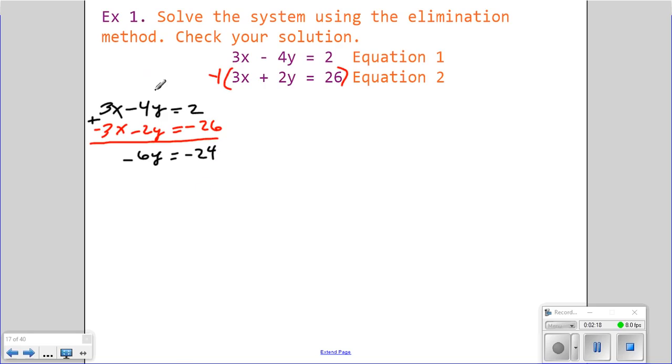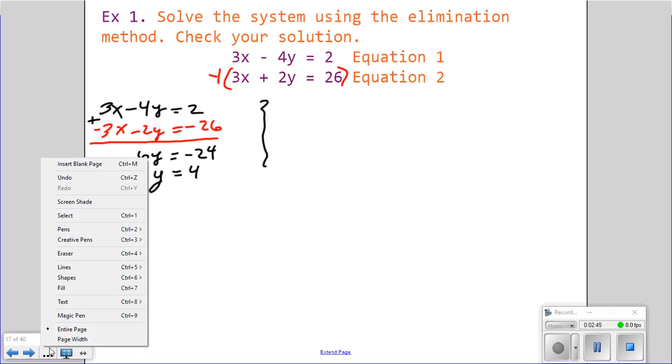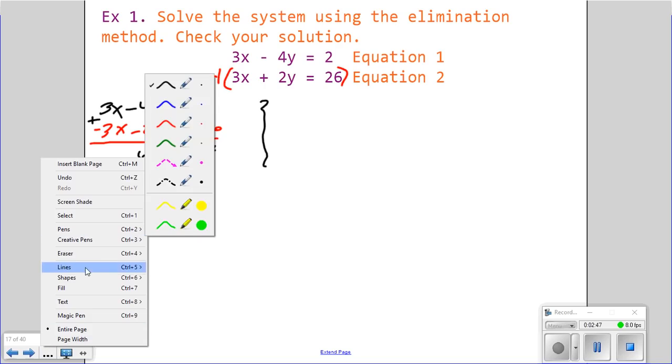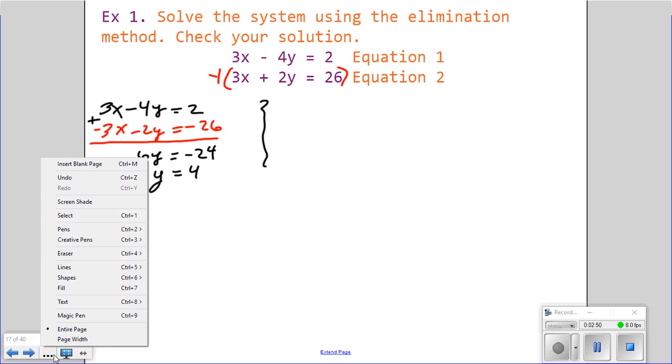Again, it's called the elimination method because, as you can see, I have eliminated x from the situation, so I can focus primarily on y. The next thing I would have to do is divide both sides by negative 6 to get y by itself, and I would get y is equal to 4. Now I would take this value and substitute it back into equation 1 and find x.